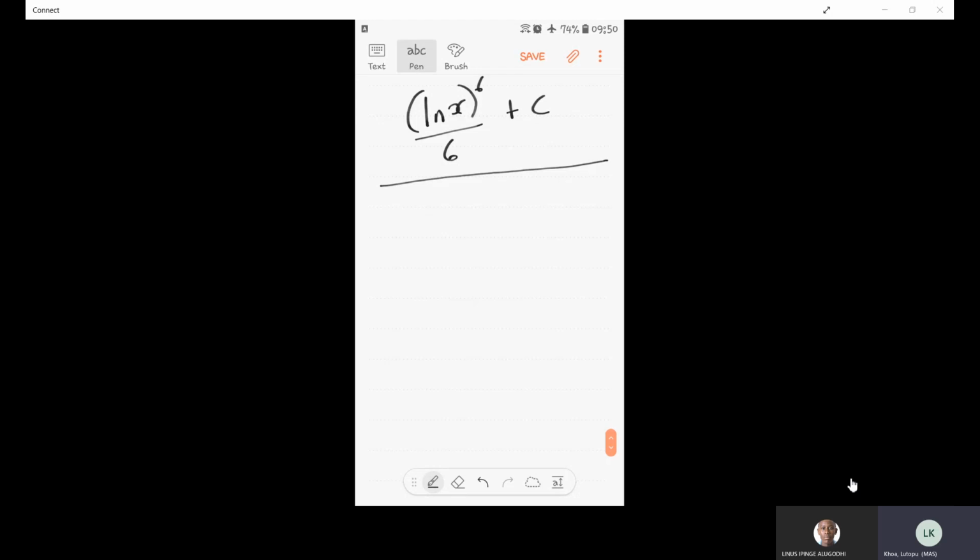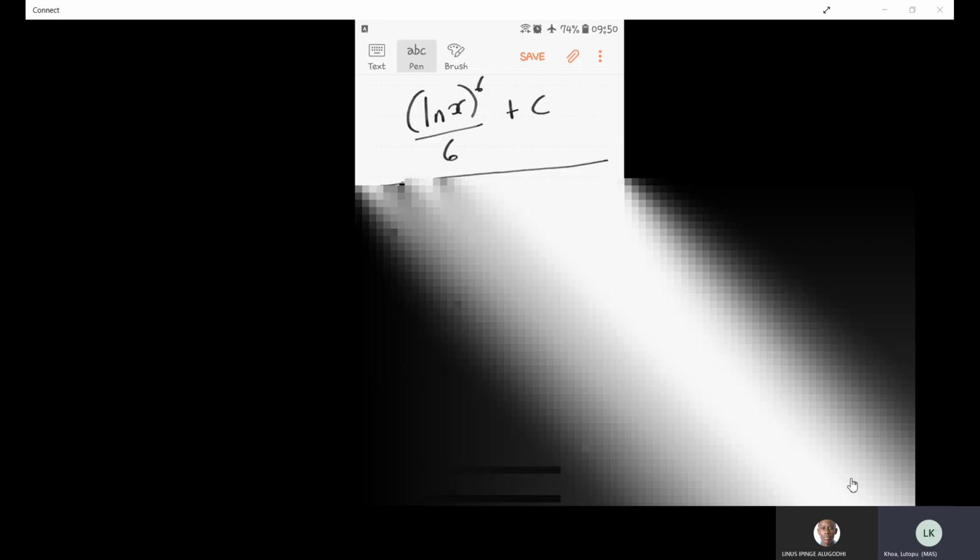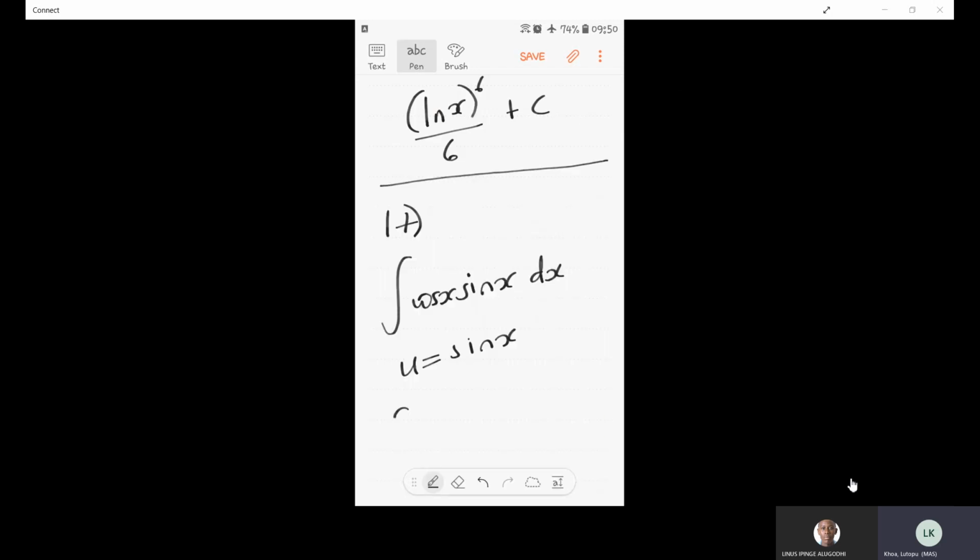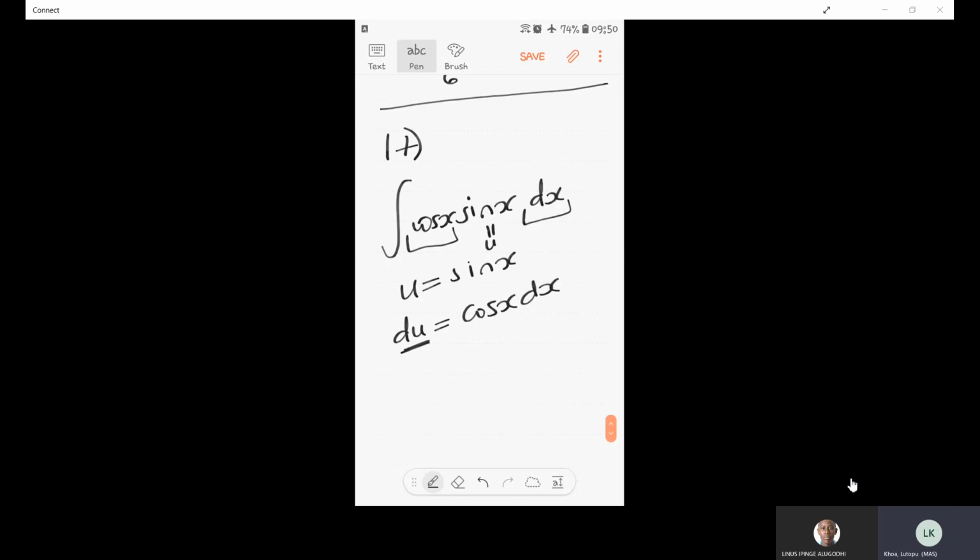And then number 17. Integrate cos x sine x dx. So here again, a substitution. We let u equal to sine x. This means that du is equal to cos x dx. You can see the cos x with the dx together will form du, and this is just my u. So I have the integral of u du.